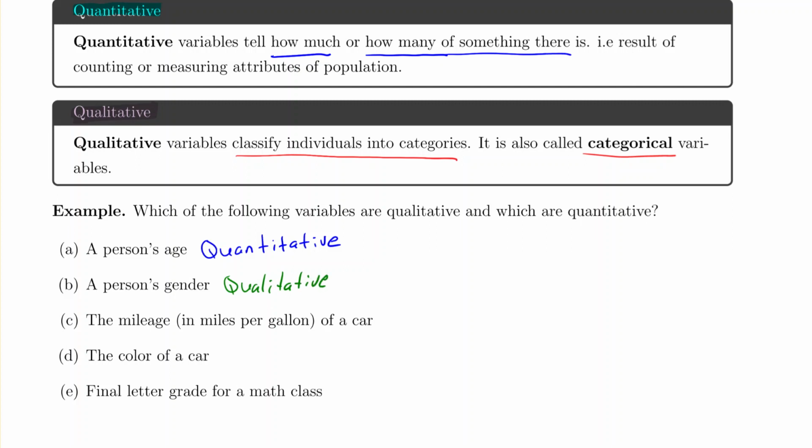The mileage in miles per gallon of a car is a numerical measure. Therefore, it's quantitative. The color of a car is a category. So if you can think of it as a category only, it's qualitative or categorical. So it's qualitative.